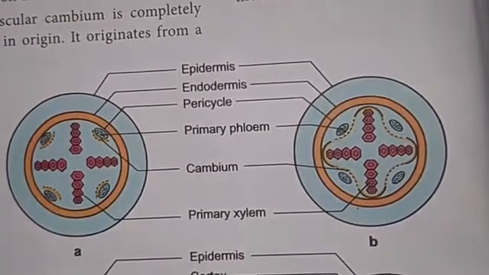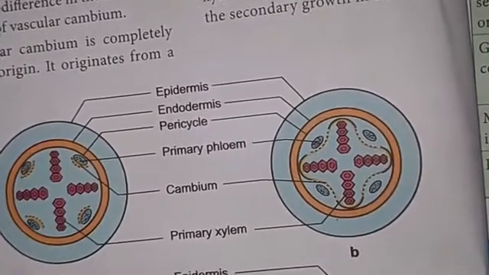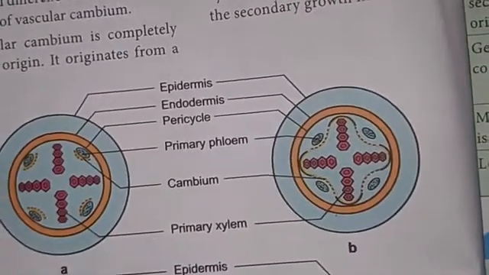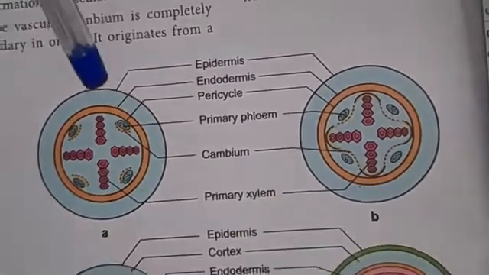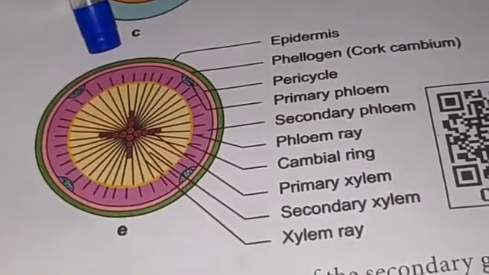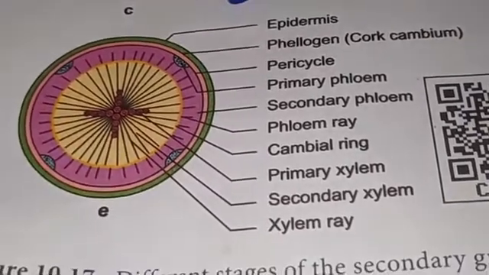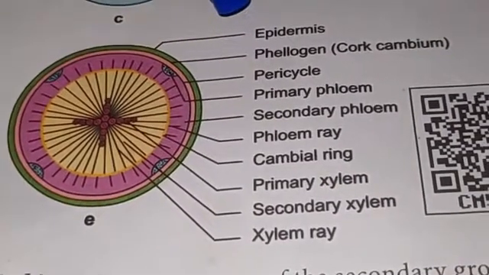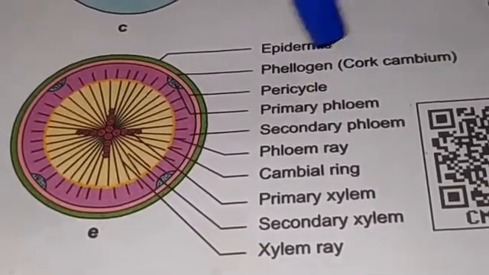This wavy ring later becomes circular and produces secondary xylem and secondary phloem, similar to the secondary growth in the stem. So due to secondary growth in root, the epidermis is ruptured, and like the stem, the root also has cork cambium.